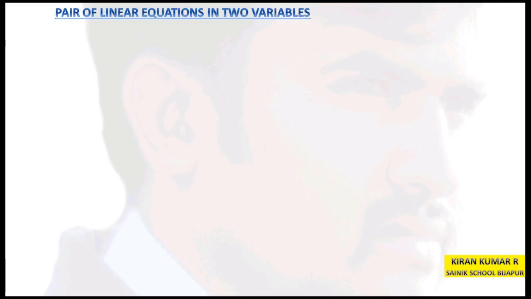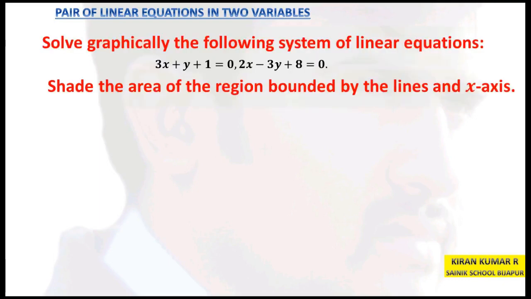Let us solve a question related to graph. The question is, solve graphically the following system of linear equations: 3x plus y plus 1 equal to 0, 2x minus 3y plus 8 equal to 0. Shade the area of the region bounded by the lines and x-axis.